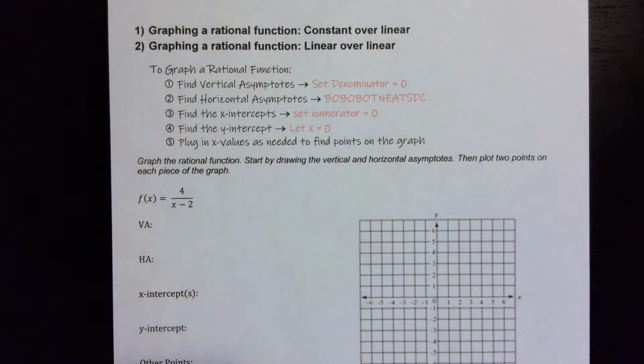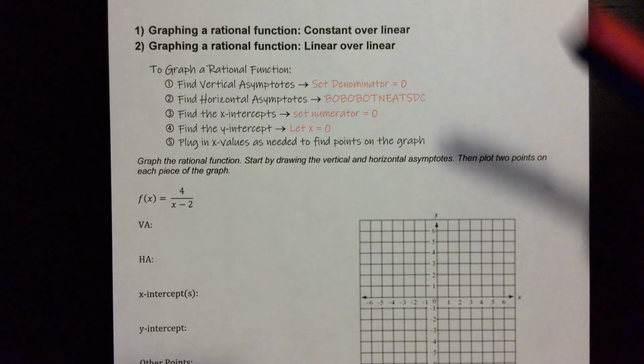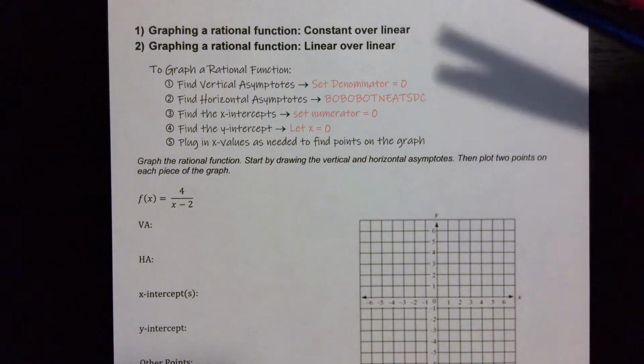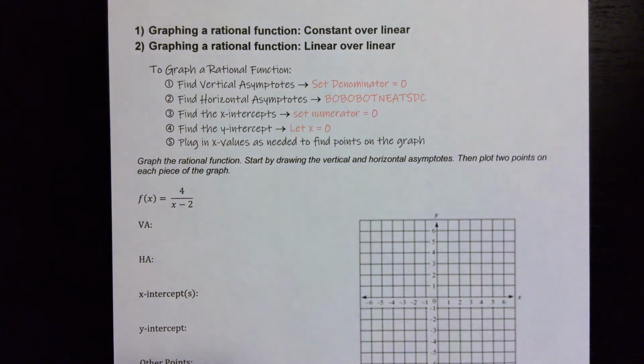In this video, we're going to be graphing rational functions. We're going to do constant over linear, which is just a number in the numerator and a variable in the denominator, and then we'll do linear over linear, which is variables in both the numerator and the denominator. Okay, so to do this, we have 5 steps.